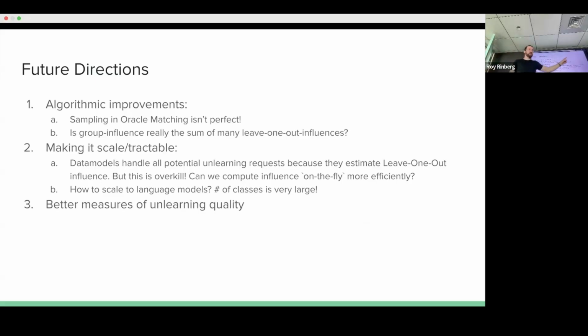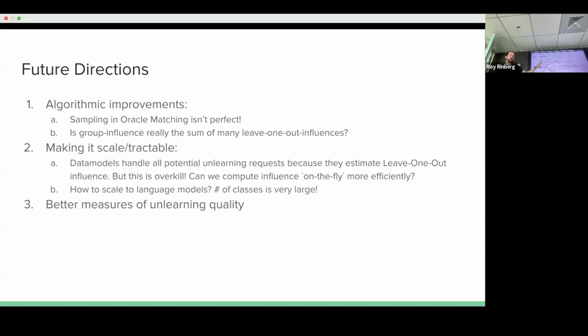Group influence is definitely not the sum of leave-one-out influences. This becomes a bigger problem as you compose unlearnings. It's going to be different if I say I'm unlearning all of you versus if I unlearn one of you and then I unlearn the next and then I unlearn the rest. Understudied or basically not studied.